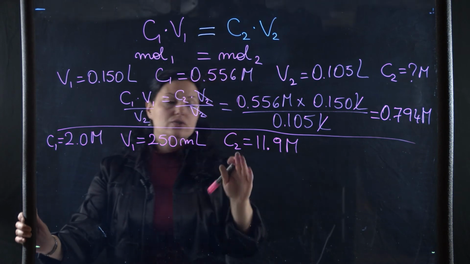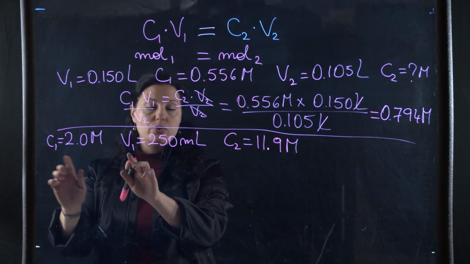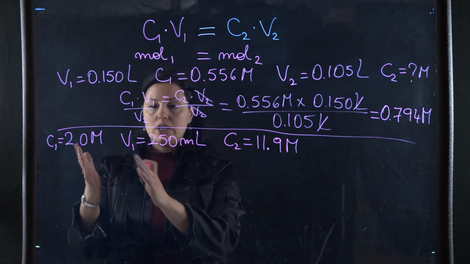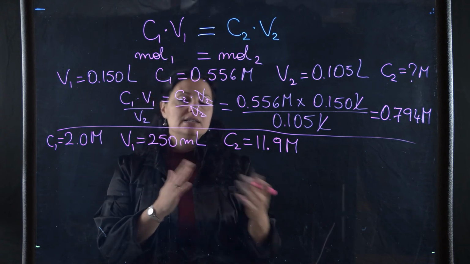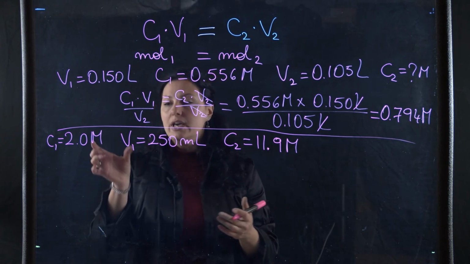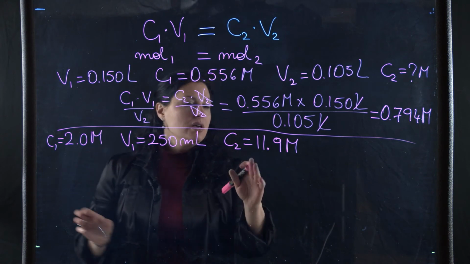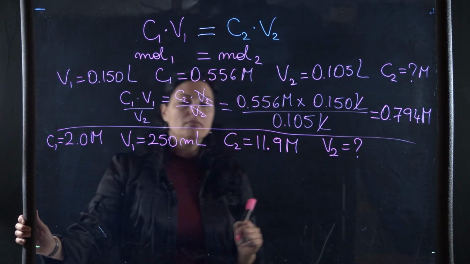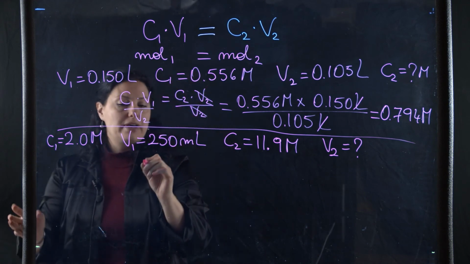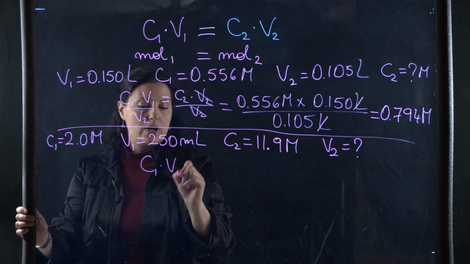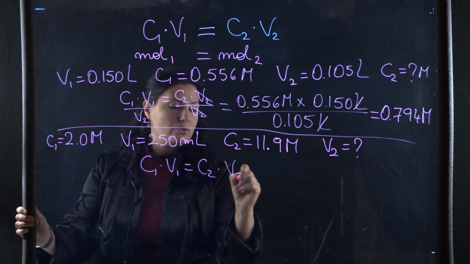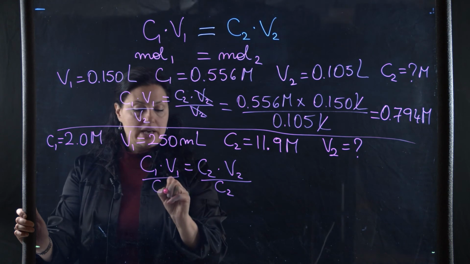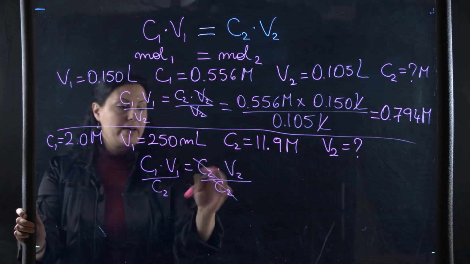Now note this could have been C1 and these would have been C2 and V2, but you have to make sure you understand which concentration and which volume go together. It doesn't matter if that's C1 or C2, it matters that the pair goes together. And I am asked to figure out the volume. Okay, let's start by using my formula. C1 times V1 equals C2 times V2. I'm asked for V2, so I have to divide both sides by C2. Now I have isolated V2.